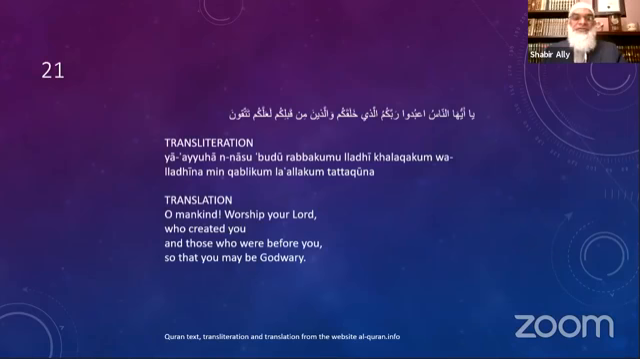Okay, so now the English translation. O mankind, worship your Lord who created you and those who were before you, so that you may be God-weary. This word God-weary, used in the English translation here, is very unusual. In fact, I had not seen it before. The first time I saw it was when I was trying to prepare for this presentation today. By the way, this text, translation and transliteration are all thanks to the website alquran.info.